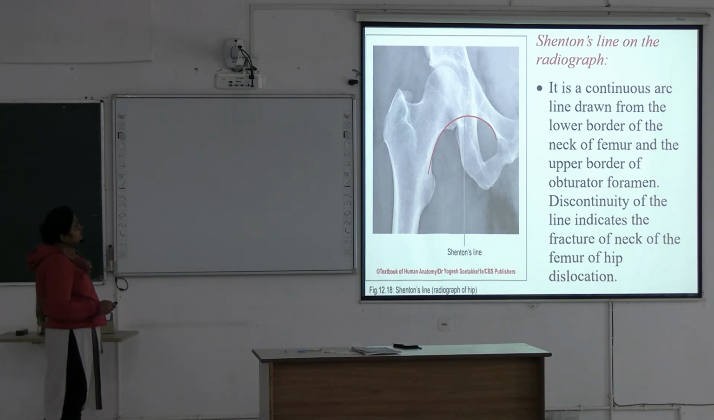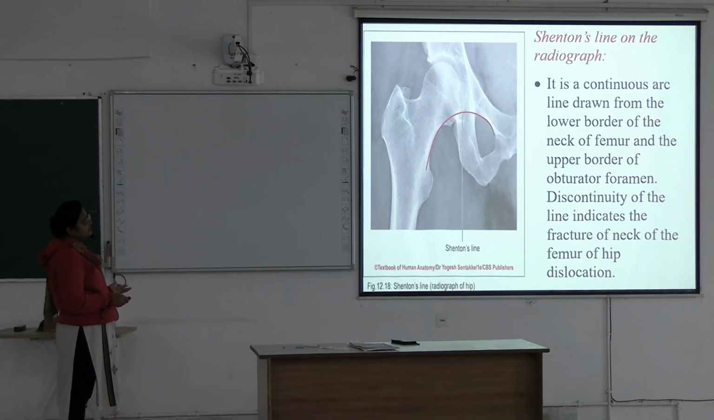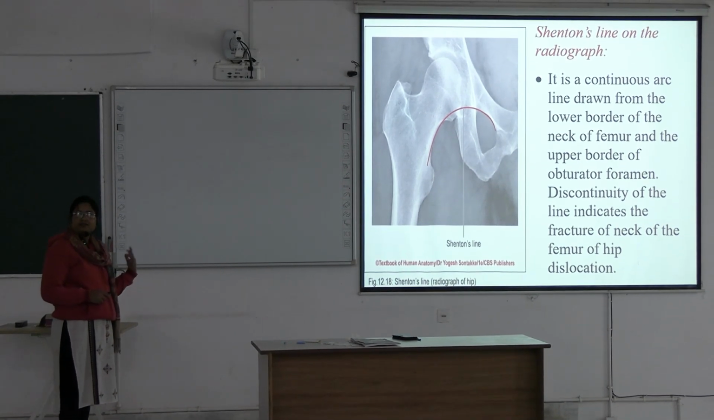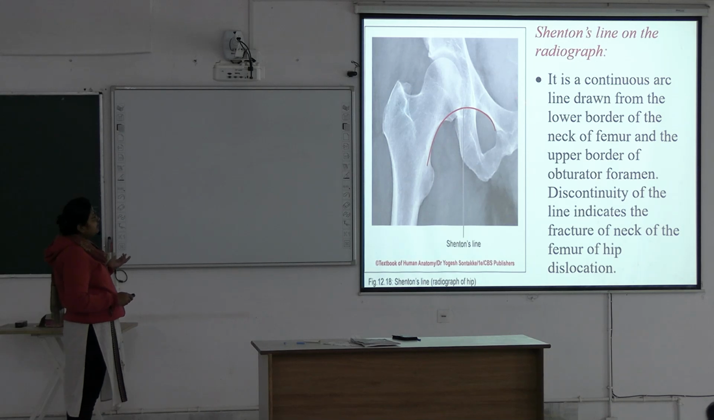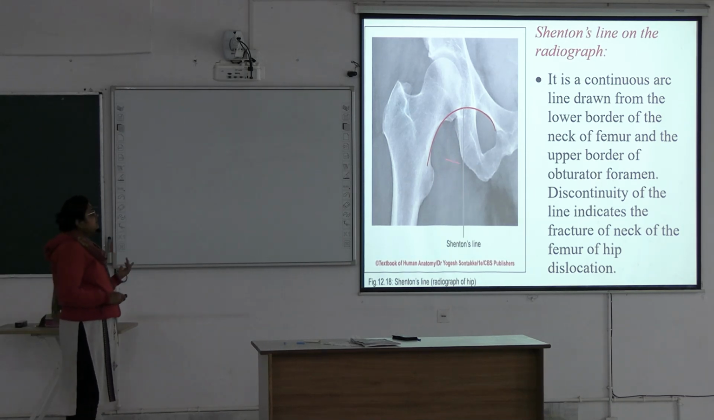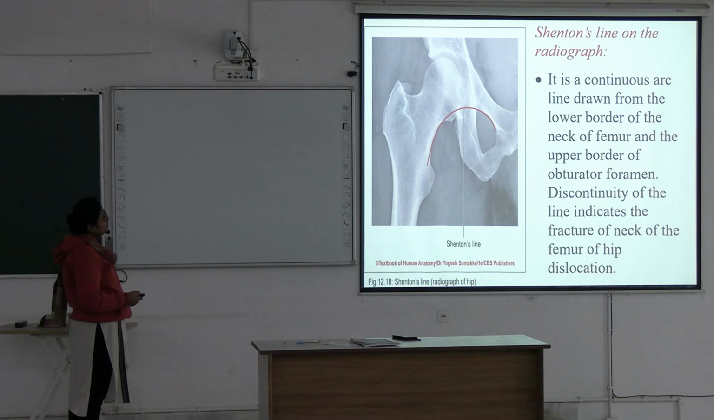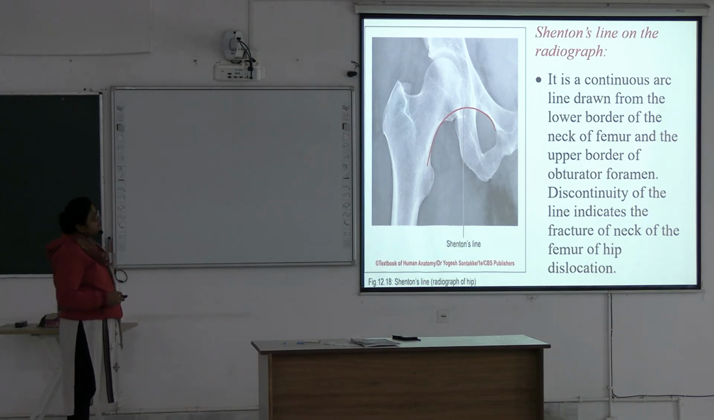Okay. So this lower border of the neck of femur and the upper border of this obturator foramen form a continuous arc in a normal person. So this arc is known as Shenton's line. In case of fracture neck of femur, here fracture occurs. After fracture, the two ends will displace. That's why Shenton's line will not be maintained. In case of fracture neck of femur, Shenton's line cannot be maintained.